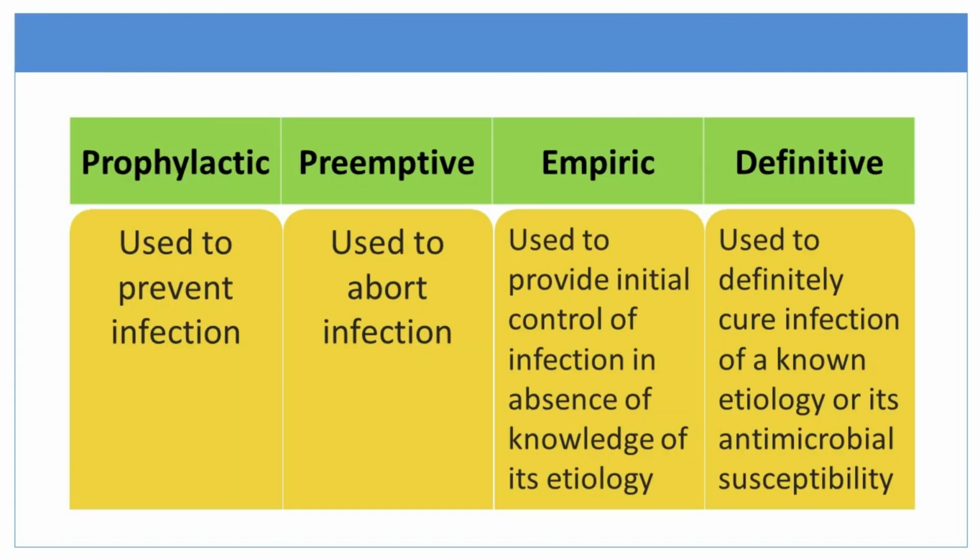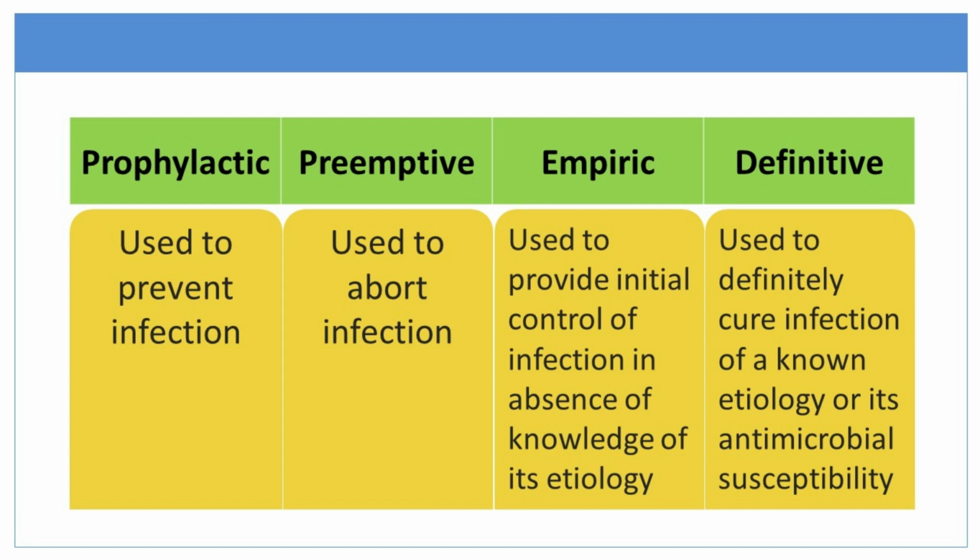Here are some basic concepts which I would like to emphasize: there are four different things while prescribing antibiotics. One is called prophylactic use of antibiotics, the other one is preemptive, the third one is empiric use of antibiotics, and the fourth one is definitive therapy. Prophylactic use of antibiotics means the antibiotics are used to prevent any infection.